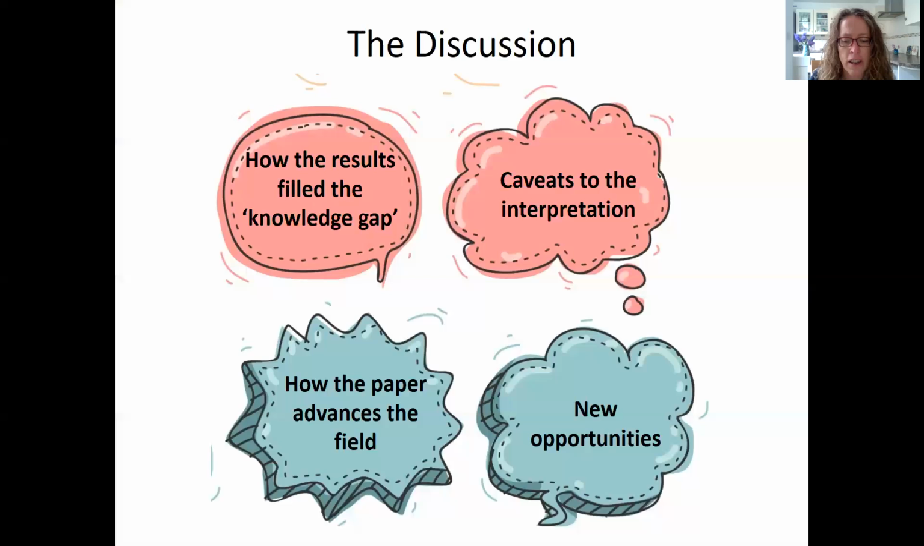The discussion section explains how the results have filled the gap that was identified in the introduction, provides caveats to the interpretation, and describes how the paper advances the field by providing new opportunities. The first paragraph usually summarizes the important findings from the results section. Subsequent paragraphs describe an area of weakness or strength of the paper, which is then evaluated through linkages to the relevant literature. The conclusion is a synthesis of the key points of your paper, which helps the reader understand why your research should matter to them.